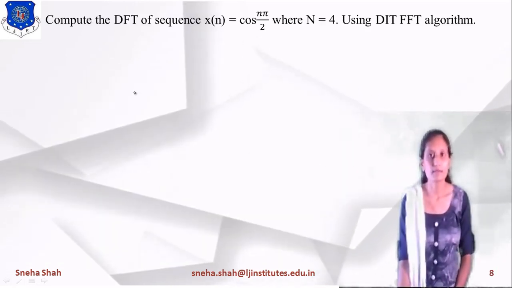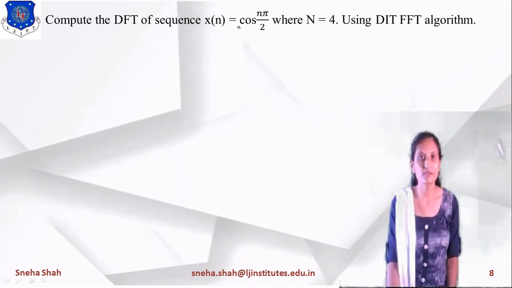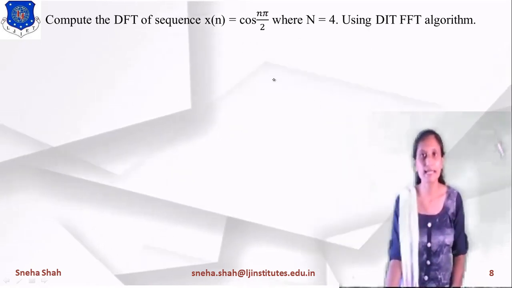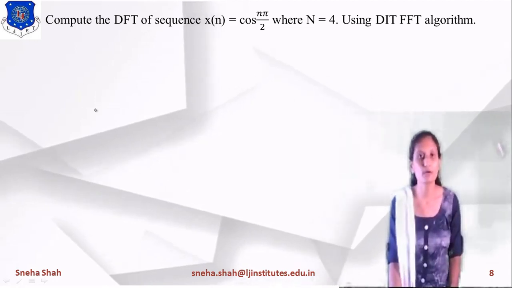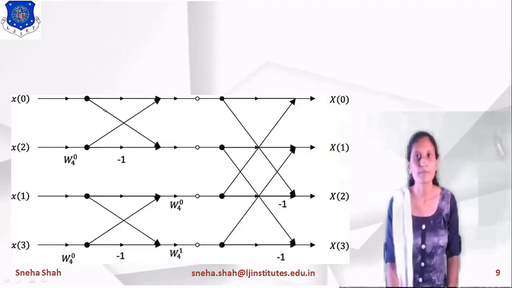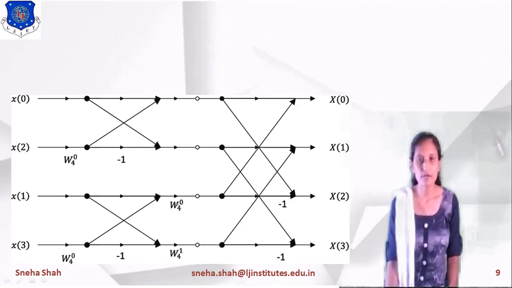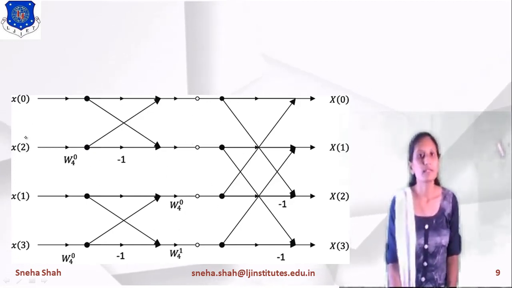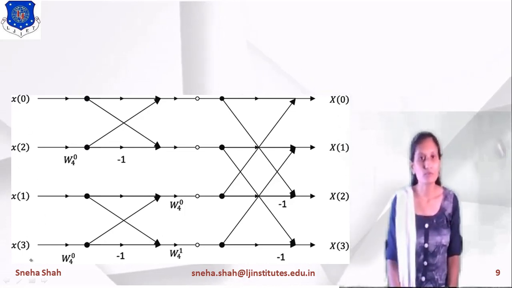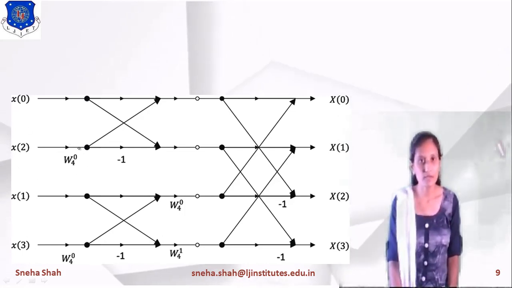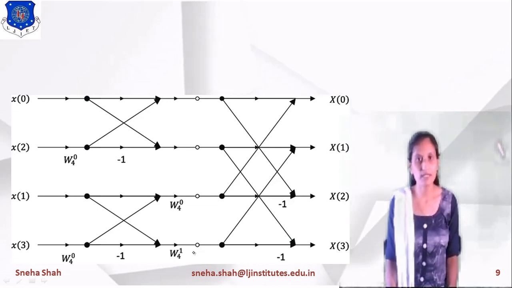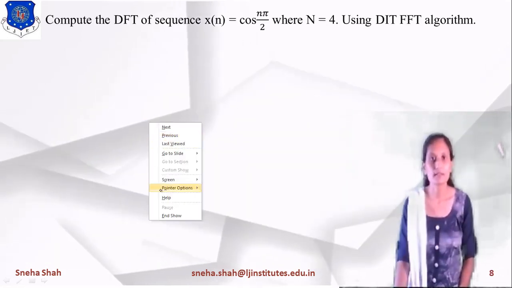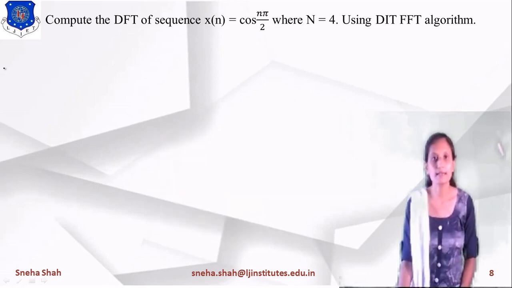Now if we are solving some example, so for that x of n equals to cos n pi by 2, where n equals to 4, using DIT FFT algorithm you have to find out the DFT of this sequence. So if we are representing for n equals to 4 point, then its value equals to this, right? So we are writing x of 0, 2, 1, 3 like this. For that we have to use W4 raised to 0 and W4 raised to 1. So I am starting with solving this example.